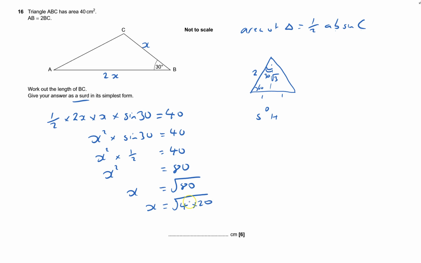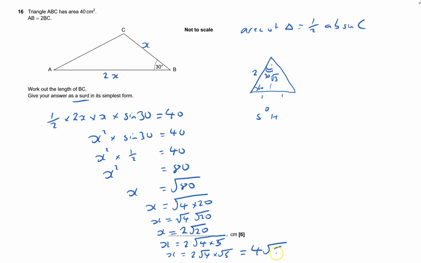Always choose a square number, and I always put the square number first, so that means x equals the square root of 4 times the square root of 20, so x equals 2 times the square root of 20, but the square root of 20, 4 goes into that, so x equals 2 times the square root of 4 times 5, so x equals 2 times the square root of 4 times the square root of 5, which equals 2 times 2 is 4 root 5.